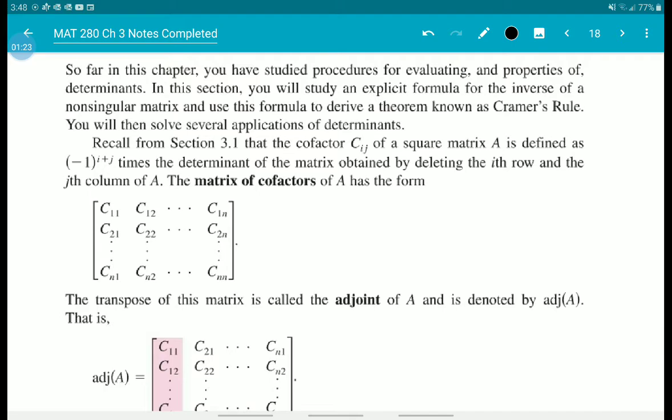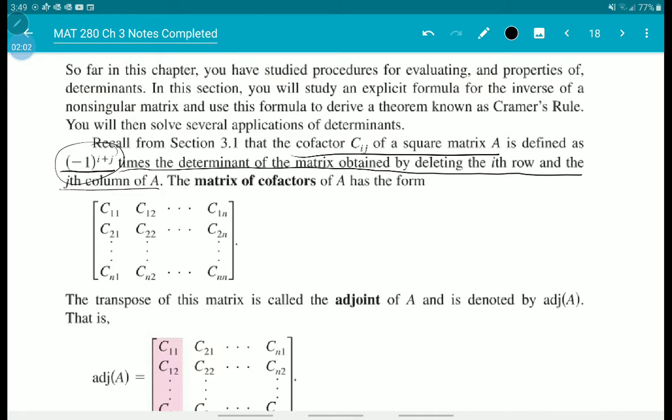Remember when we talked about cofactors, we said that the cofactor of a matrix is defined to be the sign, which was -1 to the i plus j, where i is the row and j is the column that we're taking out, times the determinant of the matrix that we get from deleting the ith row and the jth column. That's going to boil down to some kind of number. Remember, a determinant is just a number. It's either going to be a positive number or a negative number, depending on the sign of that determinant.